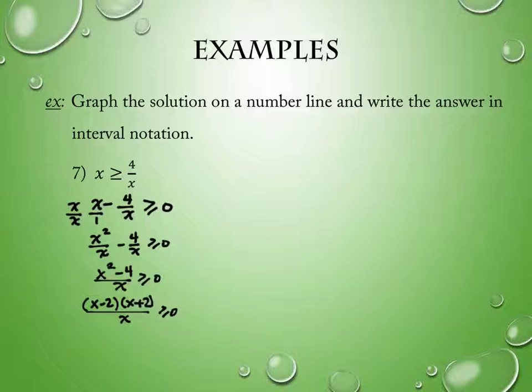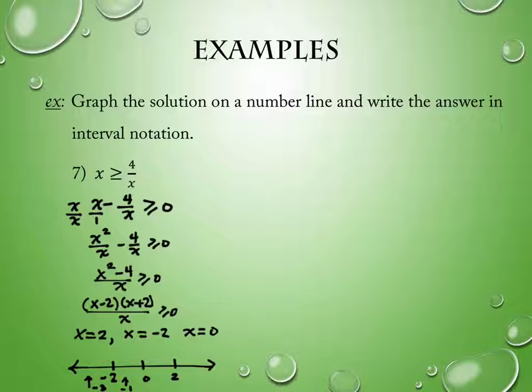If I set each part equal to 0, the first piece gives me 2, the second piece gives me negative 2, and the denominator gives me 0. So I have a number line where I have three endpoints or numbers marked: negative 2, 0, and 2. And we'll test a number in each of these intervals. So over here, I might test negative 3. In between here, I might test negative 1. Over here, a 1, and over here, a 3.